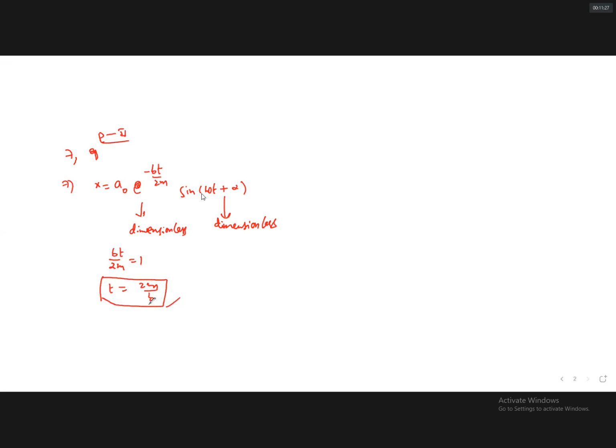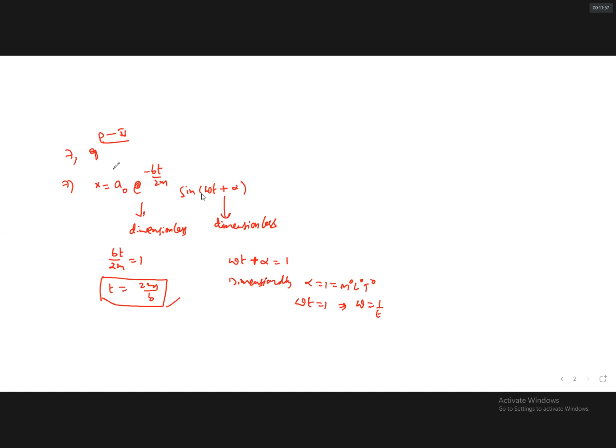Dimensions of a naught into omega. What about omega t plus alpha? What is meant by alpha here? Did they mention it or not? They didn't give anything, sir. So omega t plus alpha is 1. So alpha is also dimensionless, by the principle of homogeneity. Alpha equal to 1 means dimensionless. And omega t is equal to 1. Therefore omega is equal to 1 by t.